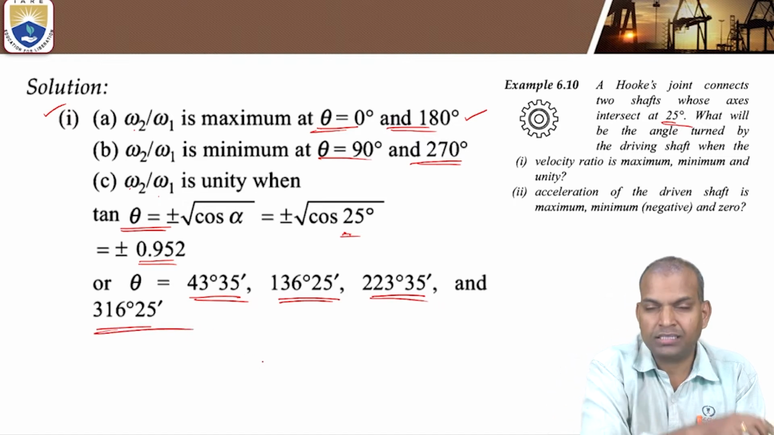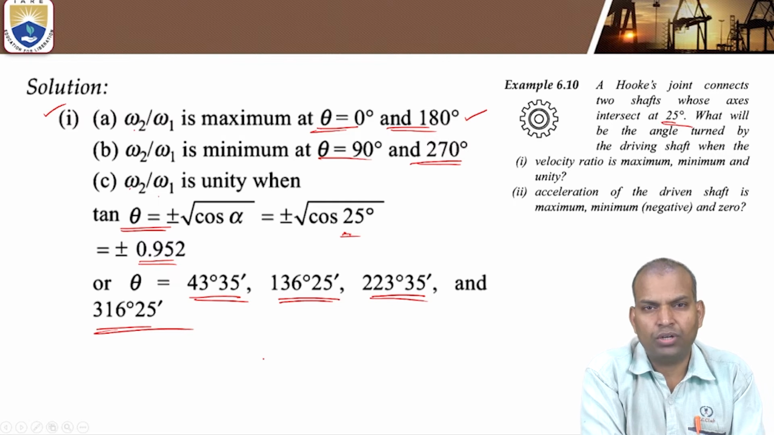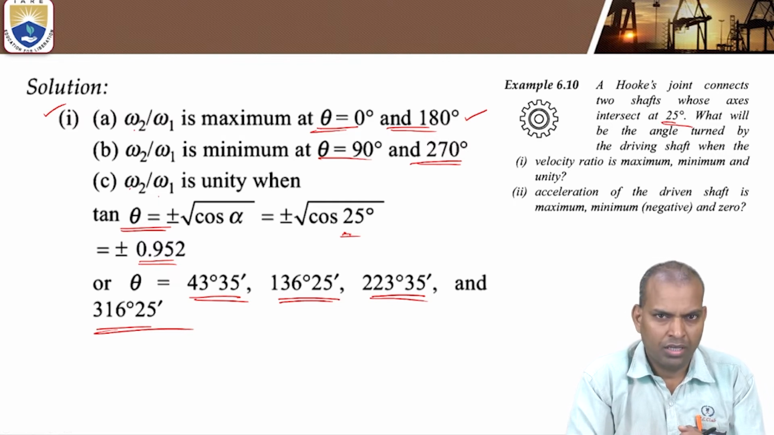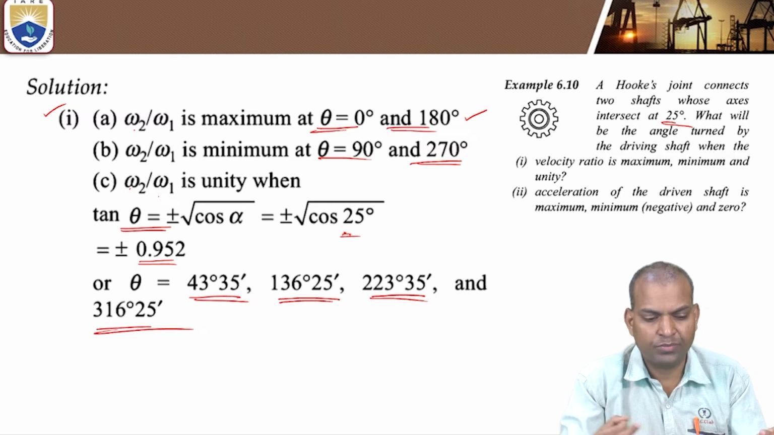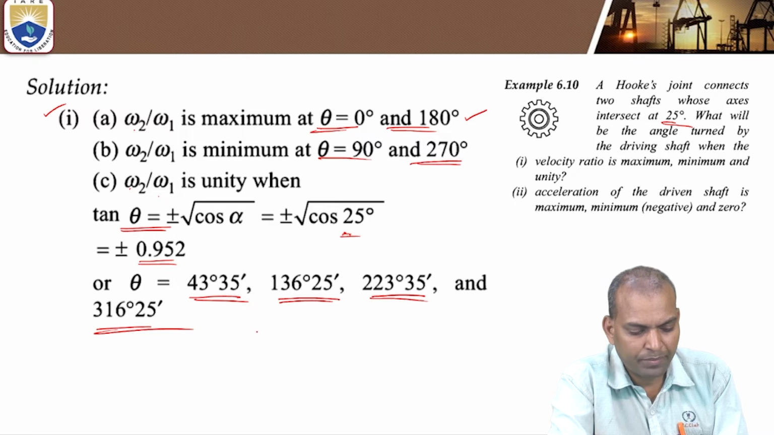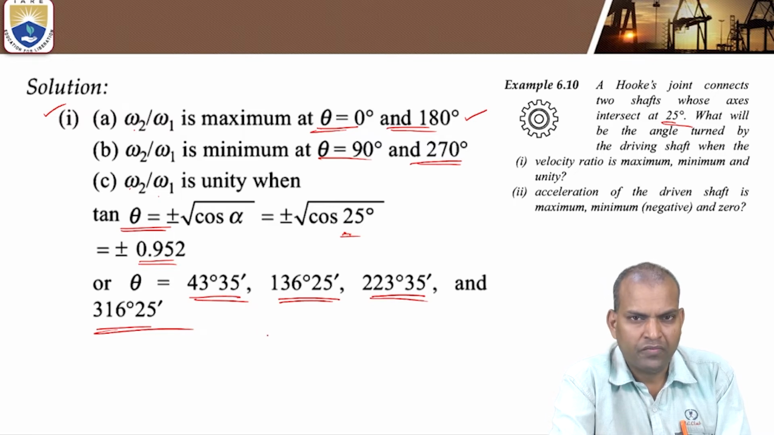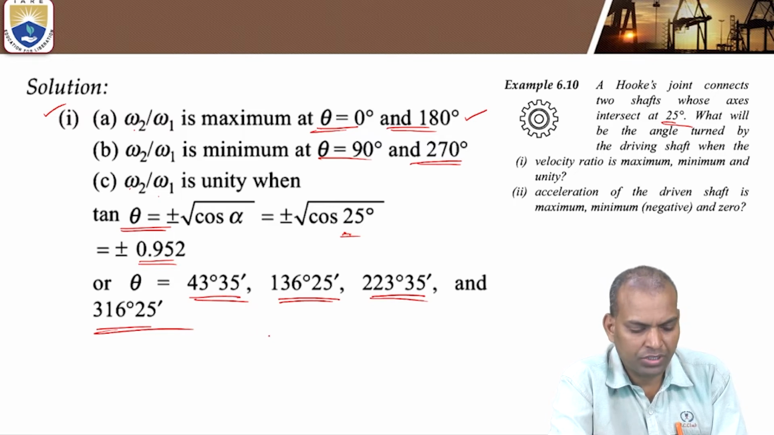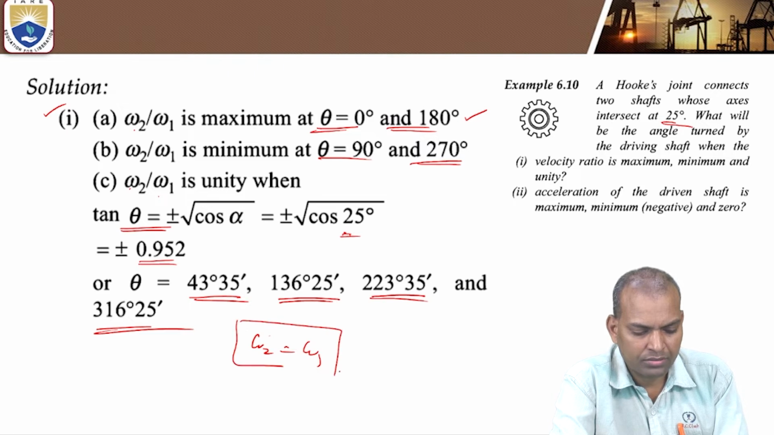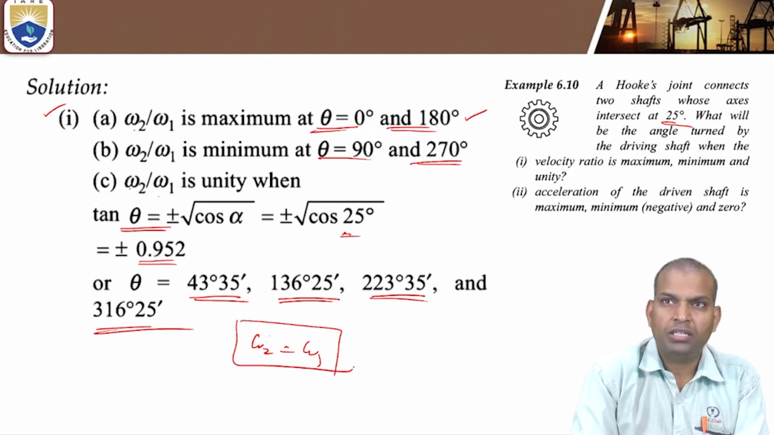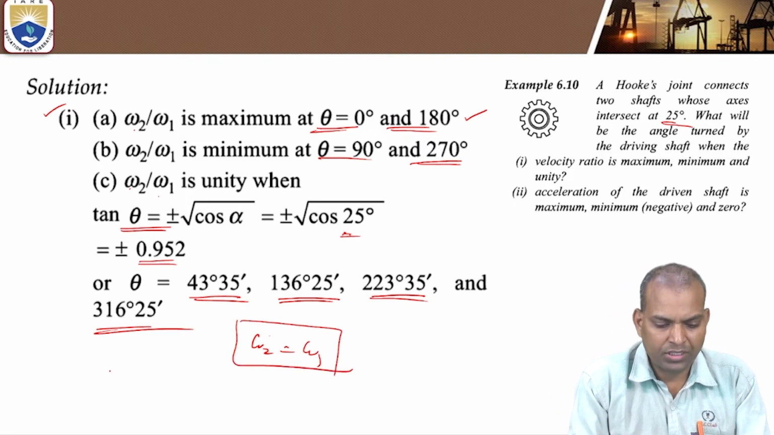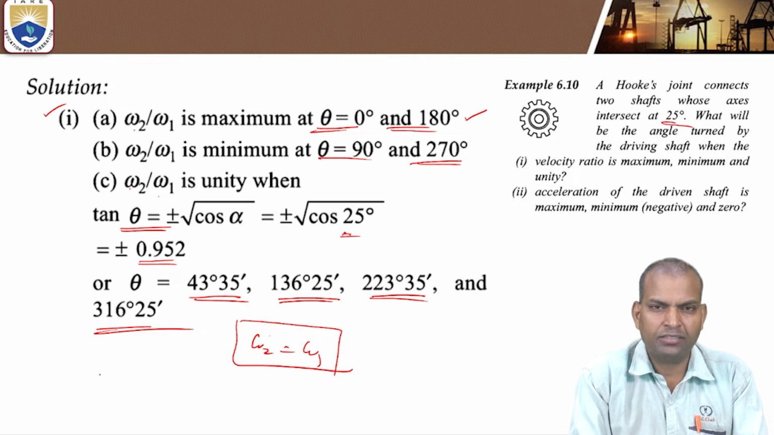These are the various angles where the angular velocity of the driving shaft is equal to that of the driven shaft. Unity means output speed by input speed equals 1. This is possible when there is no friction, the coefficient of friction being completely zero. At that moment, omega 2 equals omega 1. That is the condition. So theta equals 43 degrees, 133, 136, 223 and 316 degrees.